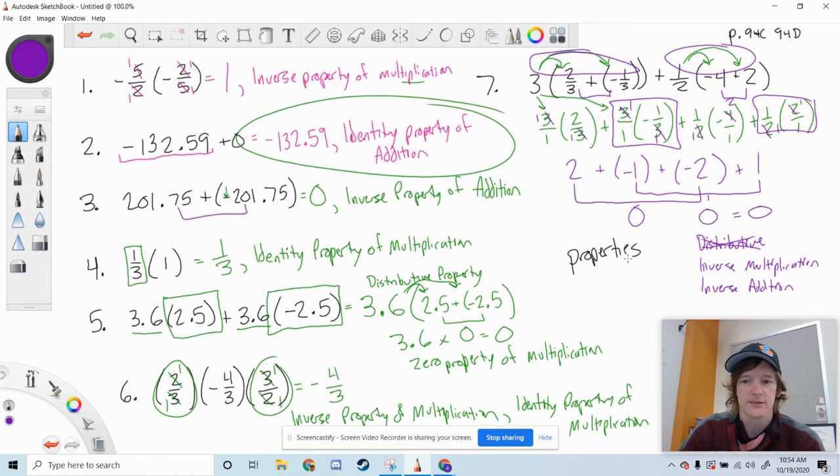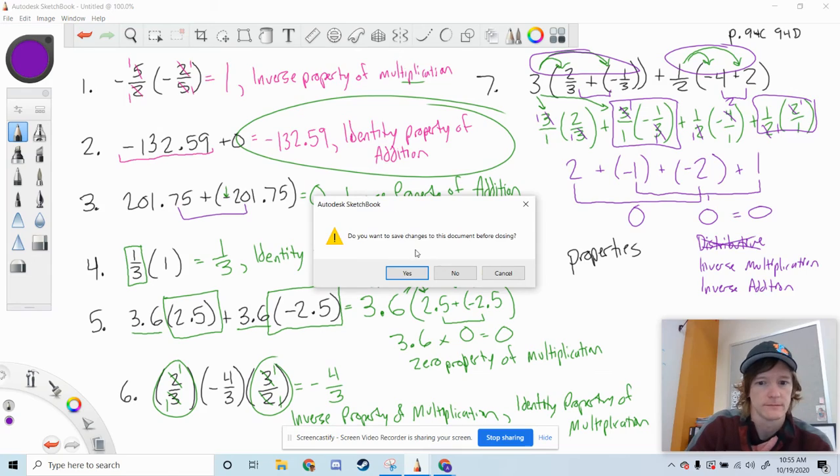I'm going to go ahead and clear this page. So if you haven't got all these down, you might want to pause the video right now. But I'm going to clear it and then paste in my word problems that are on the next page. So for page 94D.